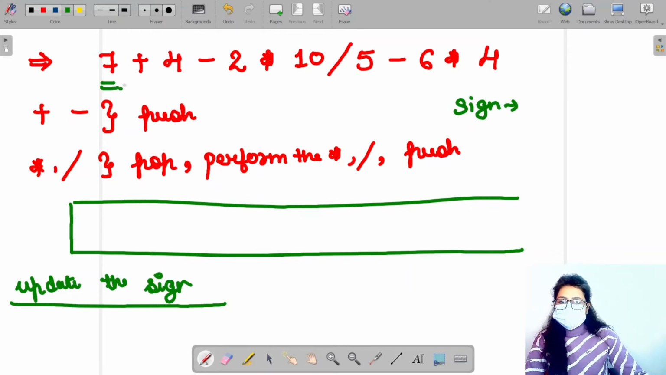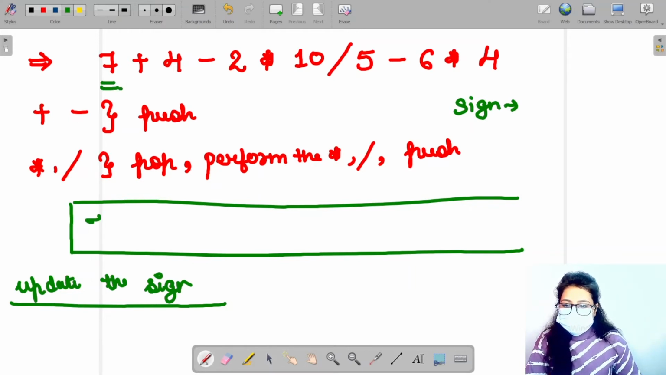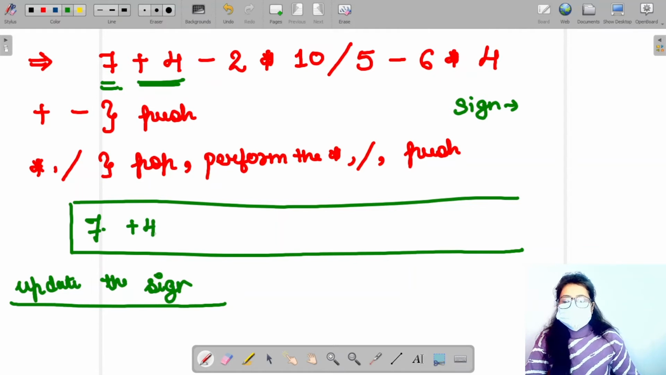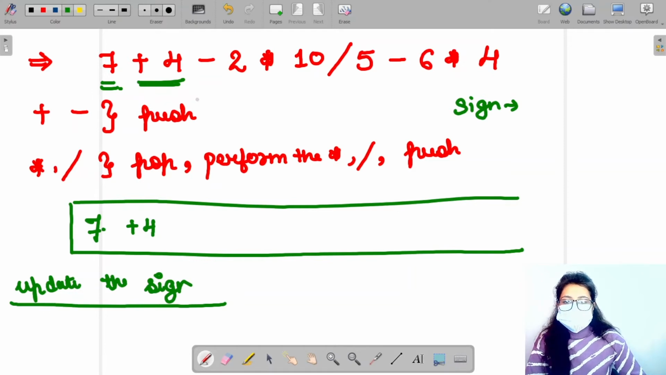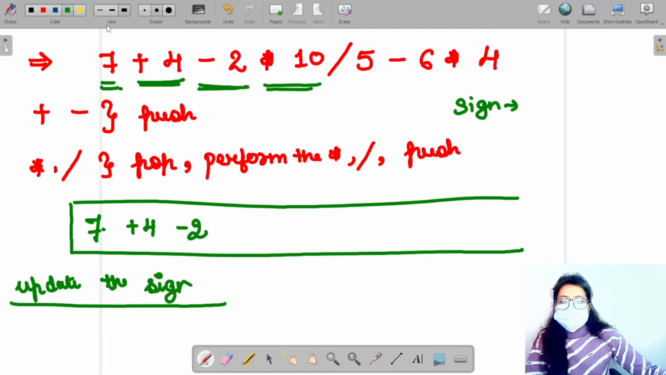First 7 came, so we have 7 here, then we have plus 4. Push it into the stack and keep them on hold, because the addition and subtraction values are on hold till we simplify all the expressions of multiplication and division. Then minus 2 came. Then we have multiply by 10. Pop this 2 out now.